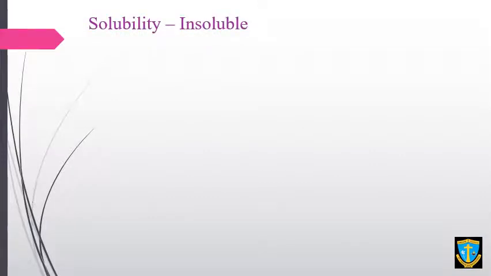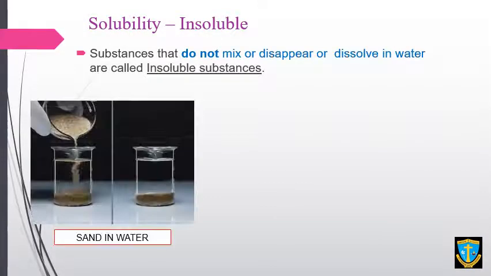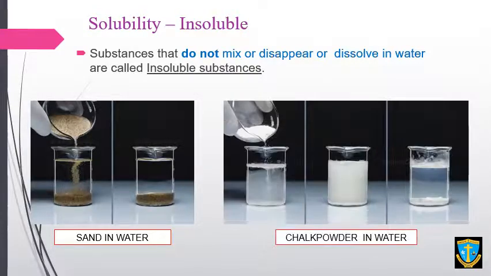What about insoluble ones? Like sand and water. If you put sand in water and even if you stir it, it will not dissolve in water. It will remain separate from water. Even chalk powder, if you stir it, the color will turn milky, but after some time the chalk powder will slowly settle at the bottom. So these two do not mix with water. So they are insoluble ones. You can find some other examples also.